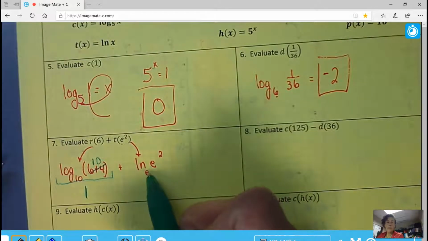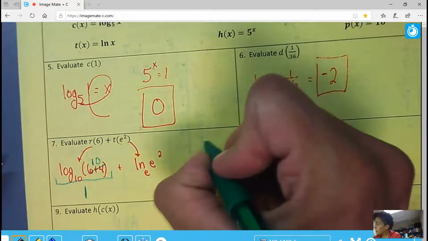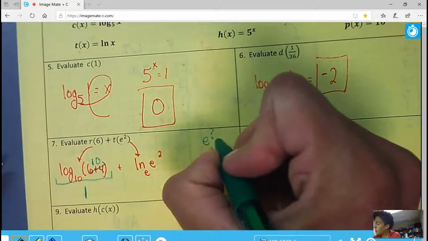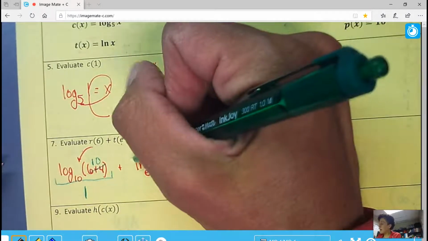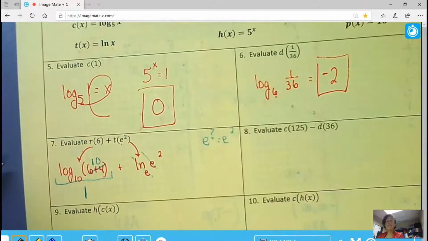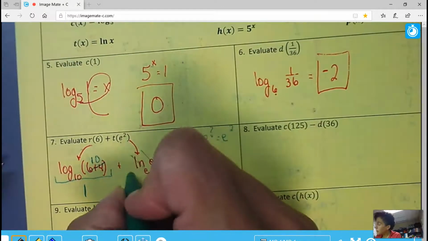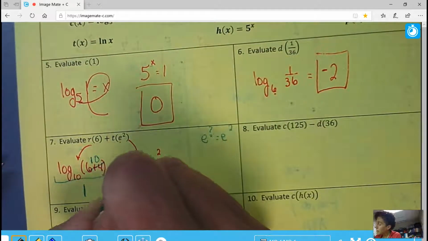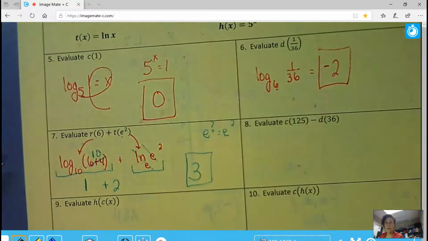And here I would ask myself, e to the what power makes all of this, e to the squared? So this is what I'm asking myself. E to the what power makes e squared? You could also remember that if the base of the log and the base of the exponent are the same, they cancel each other out. Either way, from all of this, you're going to get a 2. And then you can just add those 2 numbers together, and you get a 3.